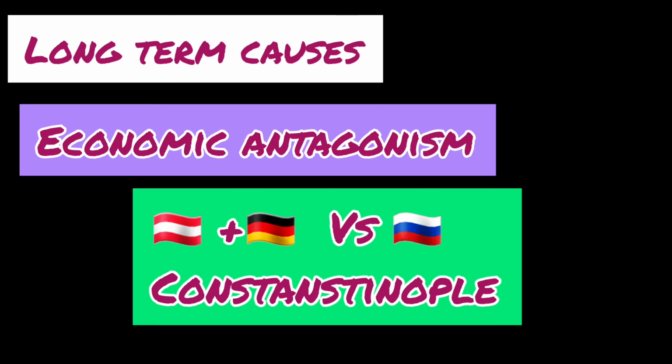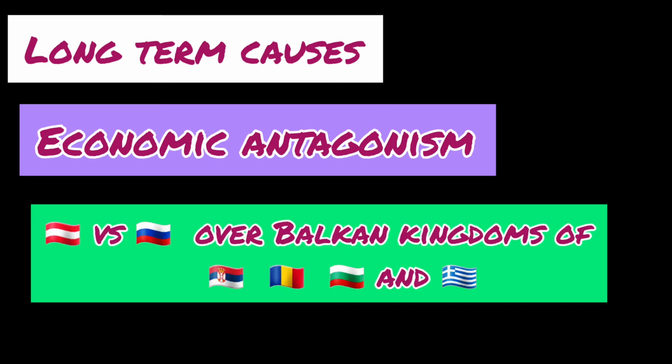Another important situation of economic antagonism: Russia and Austria were rivals also for a monopoly of trade with the Balkan kingdoms of Serbia, Romania, Bulgaria, and Greece. Austria was anxious to prevent these countries from falling into the Russian orbit, as Russia was desirous of extending her power over all the Slavs in Eastern Europe. So this situation involved these countries.